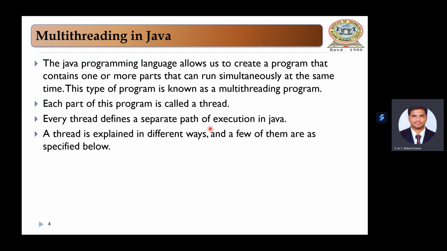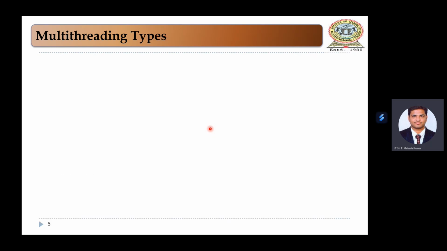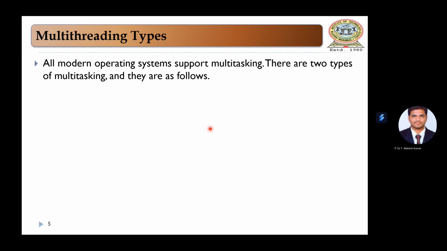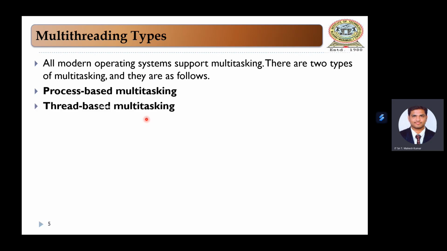Whenever you're talking about a thread, we can explain it in different ways. These are the two definitions of thread. A thread is a lightweight process, or we can also say it's a subpart of a process that can run individually, or we can also call it an individual part of a program. We'll call it a thread. Here we are talking about a process. A process is nothing but a program. It contains multiple threads.